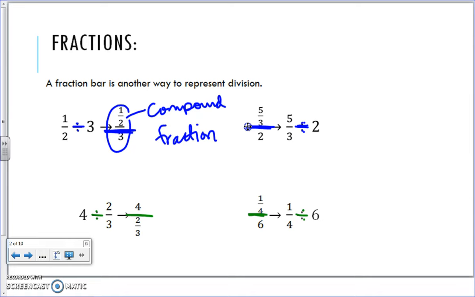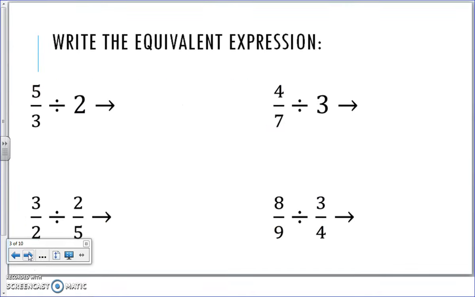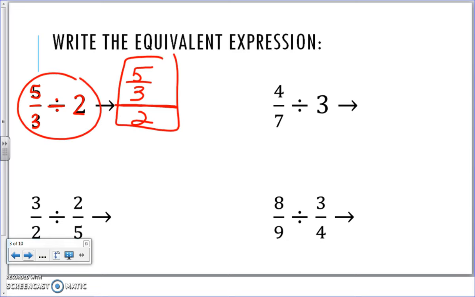That's one of the big things I think is hard for some students to understand, writing things in equivalent ways. So let's take a look at this first problem. I don't want to solve how to divide this fraction. I just want to rewrite it a different way. If I wanted to take 5/3 divided by 2, I could write 5/3, and instead of my divide sign, I'm going to write a big fraction bar, with 2 on the bottom. So 5/3 divided by 2 written like this is the same as 5/3 over 2 written like this.